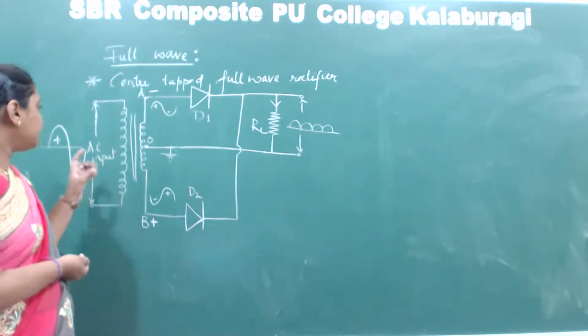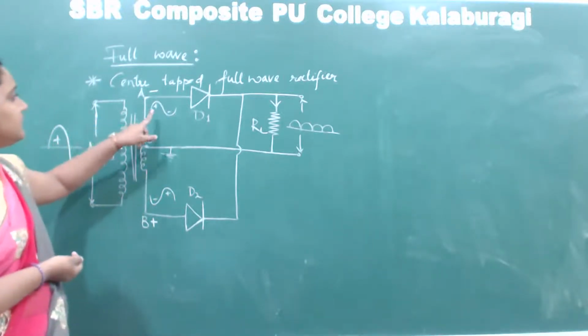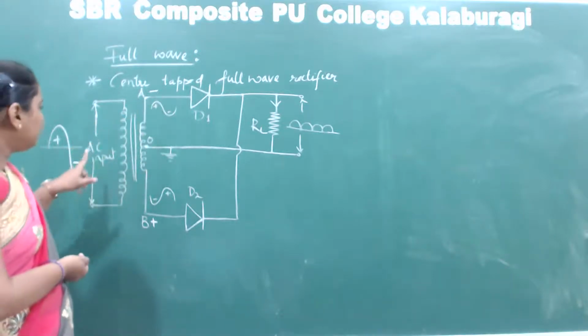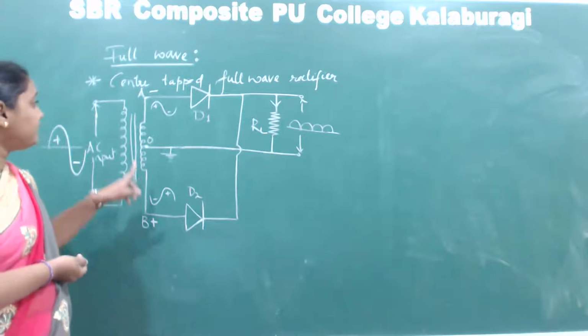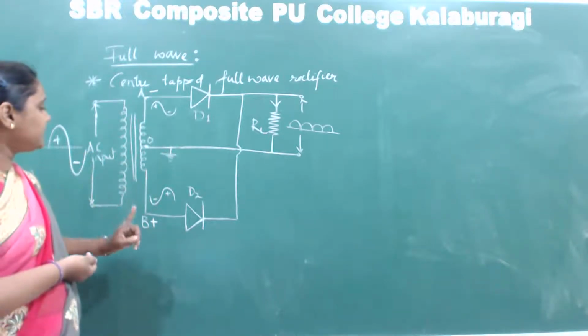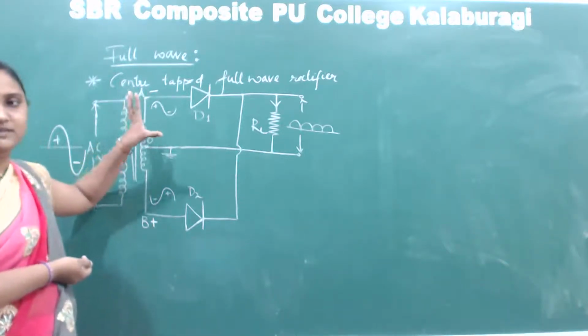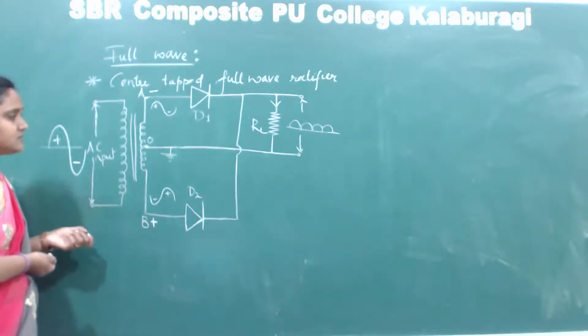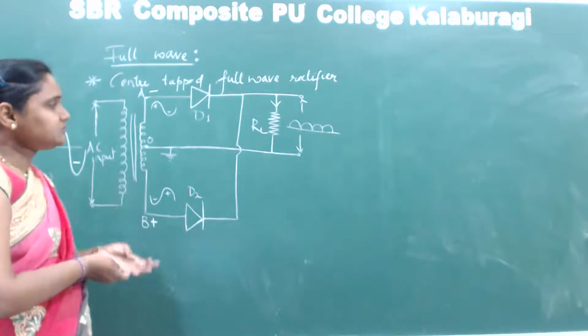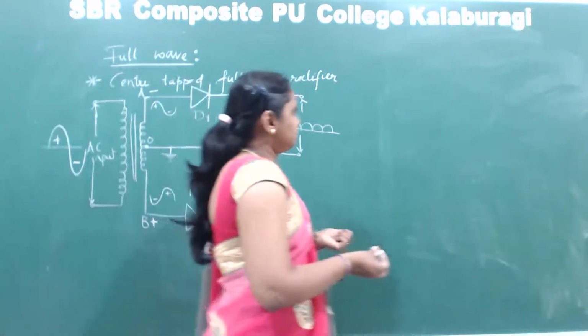So this is the simple concept. For the positive half cycle, A is positive. For the negative half cycle, B is positive. Okay, when A is positive, B is negative. When B is positive, A is negative. Simple. Right? So, what happens now?